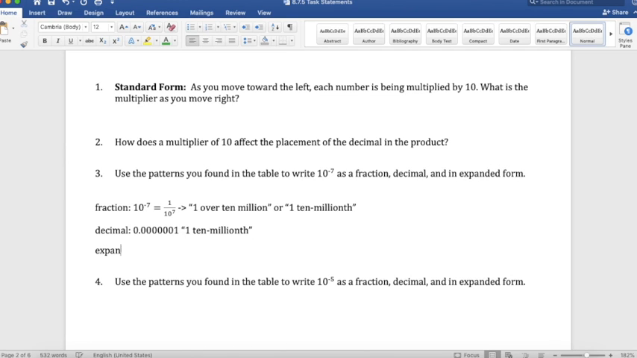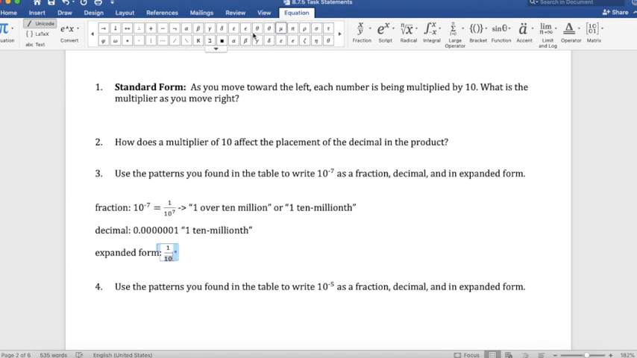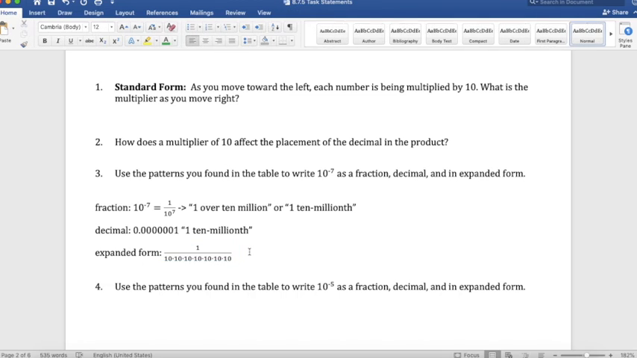And expanded form. Now we have 10 to the 7th. We have 1 over 10 to the 7th. So what we're really looking for there is 1 over 10 times 10, and so on. So we have 1 ten, 2, 3, 4, 5, 6, 7 tens. So 1 over 10 to the 7th power. All right. So give that a try for 10 to the negative 5th.